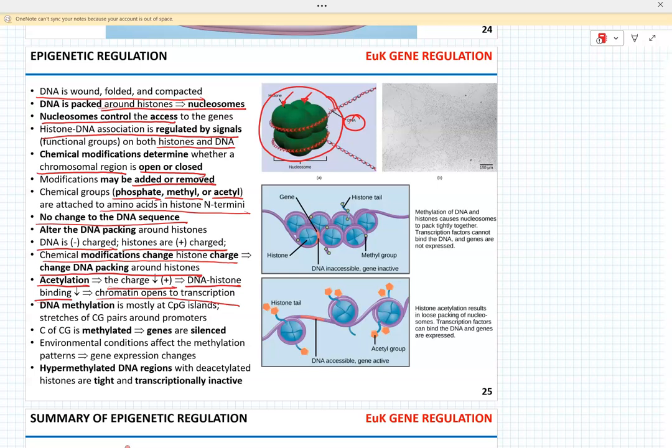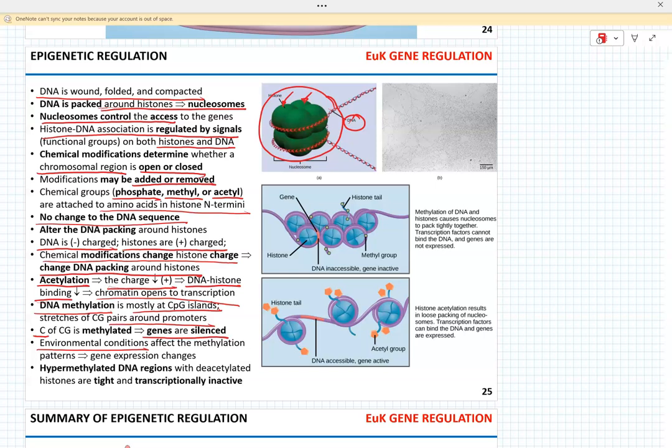Another chemical modification, this time modification of the DNA, which also doesn't alter the sequence, is methylation. Methylation mostly occurs at CpG islands, stretches of pairs of cytosine and guanine that surround promoters. When the cytosine of a CG pair is methylated, the genes are silenced. Methylation can be affected by a variety of environmental conditions and change the gene expression in response to these environmental conditions.